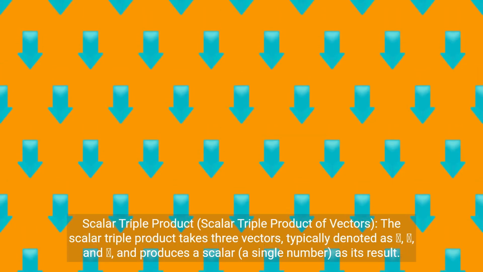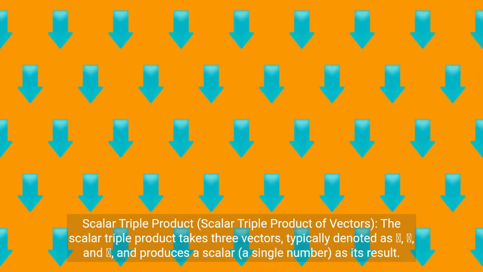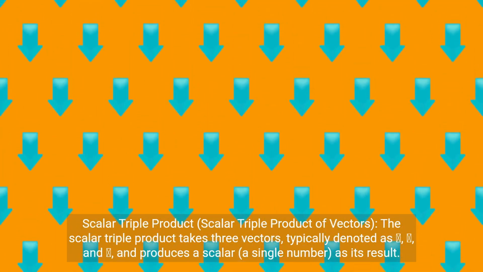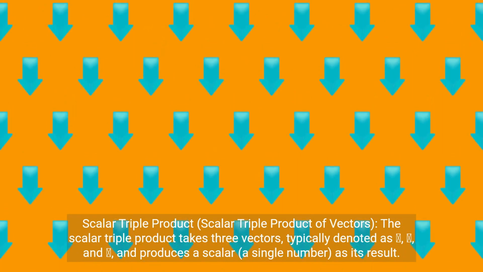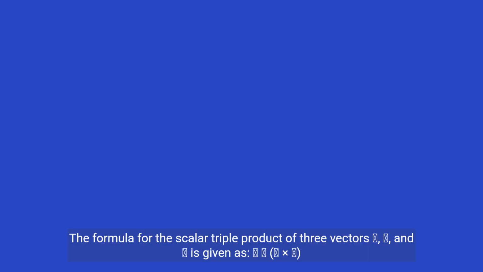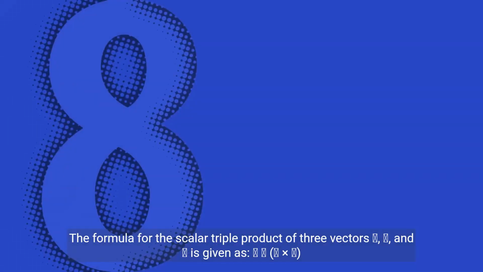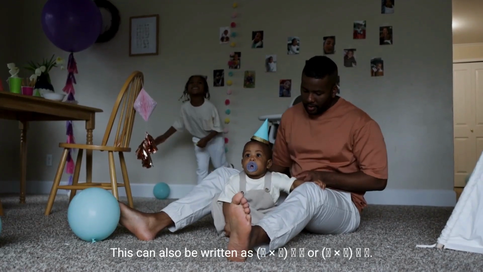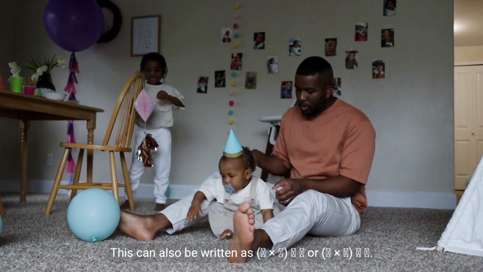Scalar triple product of vectors. The scalar triple product takes three vectors, typically denoted as a, b, and c, and produces a scalar, a single number, as its result. The formula for the scalar triple product of three vectors a, b, and c is given as a times (b times c). This can also be written as b times (c times a) or c times (a times b).